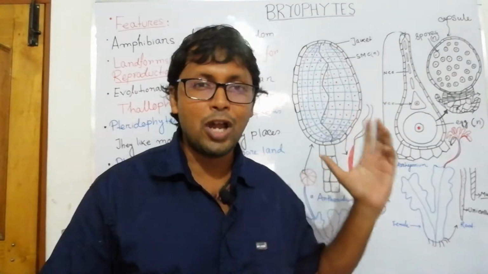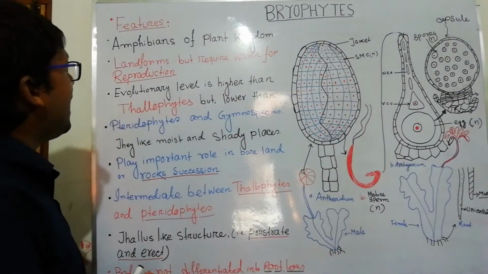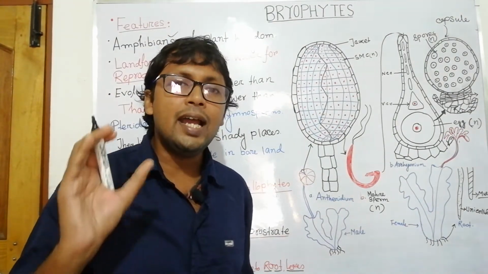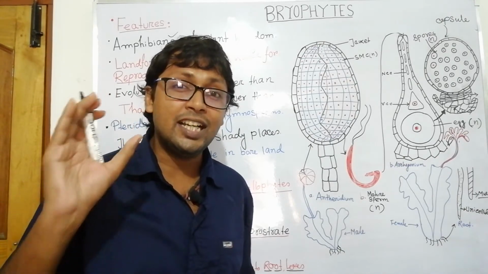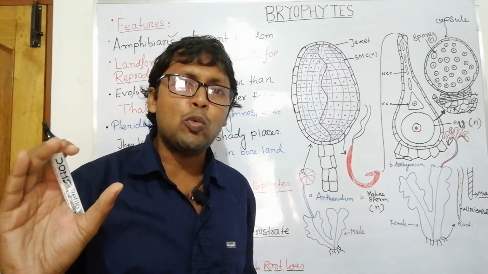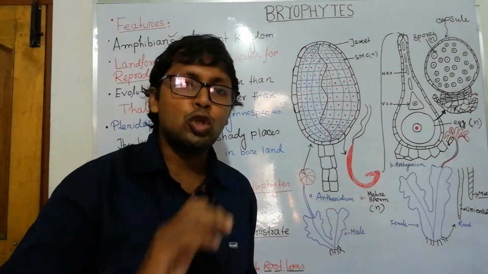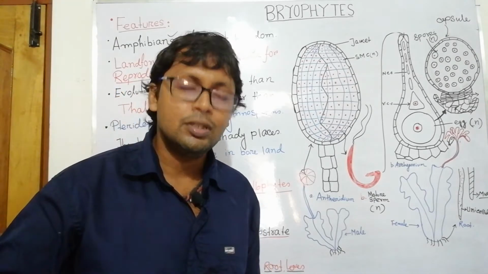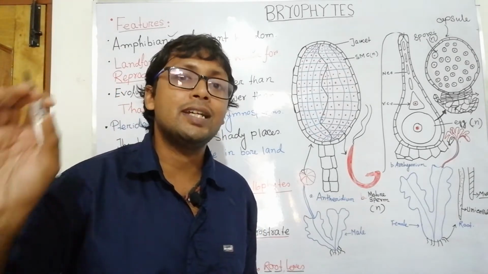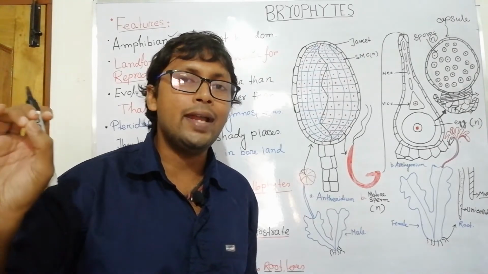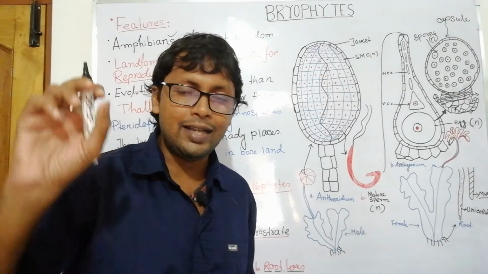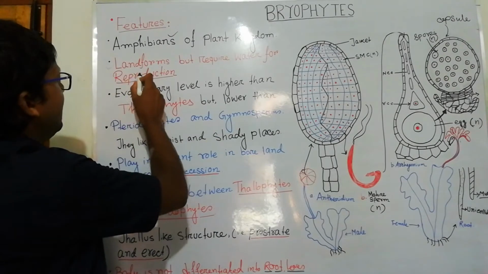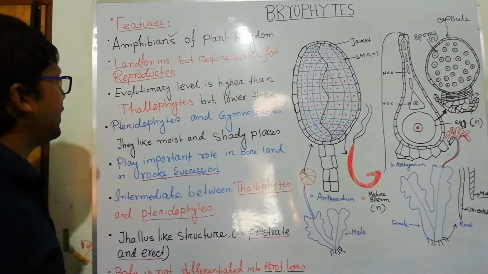Let's start the Bryophytes. They are known as amphibians of the plant kingdom because they are land forms, but for their sexual reproduction, sperms require water for swimming so that sexual reproduction can be functional. So, as they are land forms but require water for successful sexual reproduction, they are called amphibians. Similarly, in the animal kingdom, amphibians are land forms but require water for their reproduction.